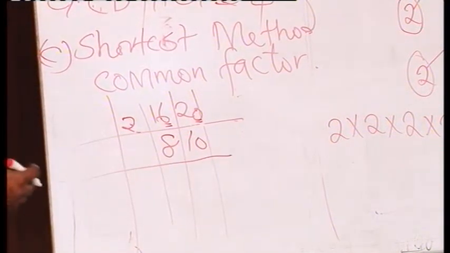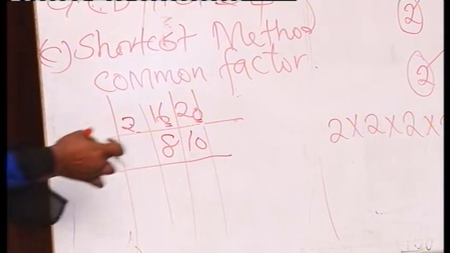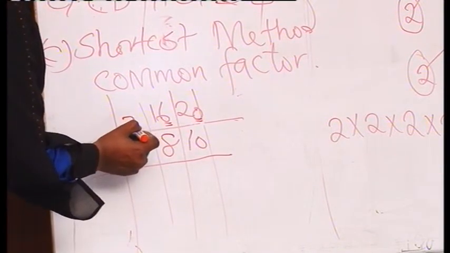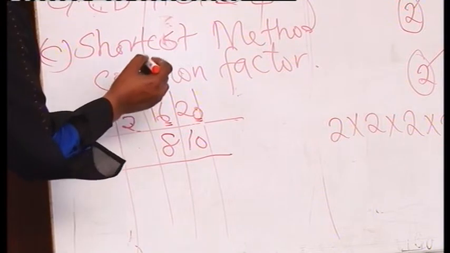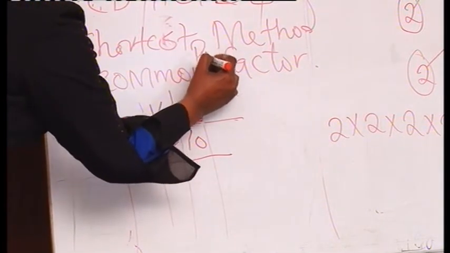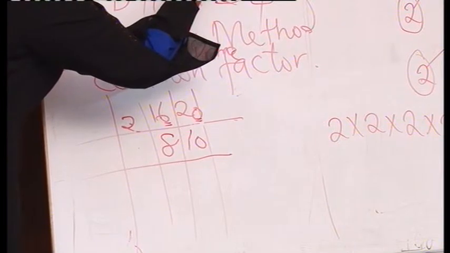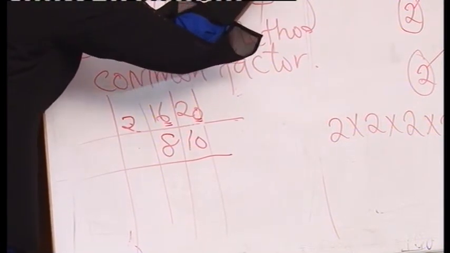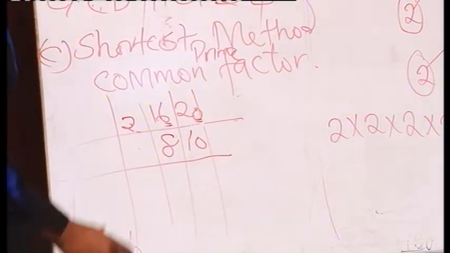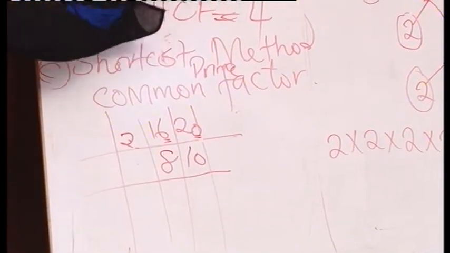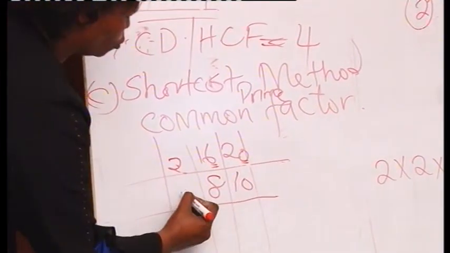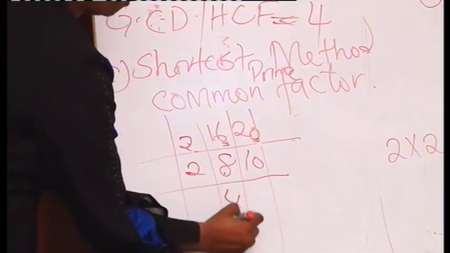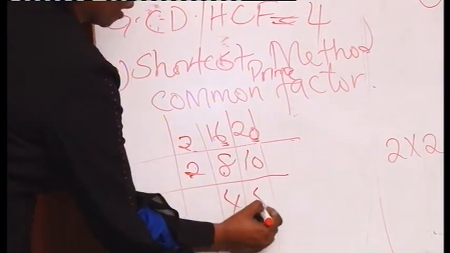Then I can see that I can continue because this is an even number and this is an even number. And remember also that the numbers you're going to divide with here should be common prime factors. So remember, the first one will be 2, followed by 3, followed by 5, followed by 7, followed by 11. So as you divide, it is simpler because you use this method. So if this is even, then I'll divide by 2. Then 8 divided by 2 will be 4. 10 divided by 2 will be 5.